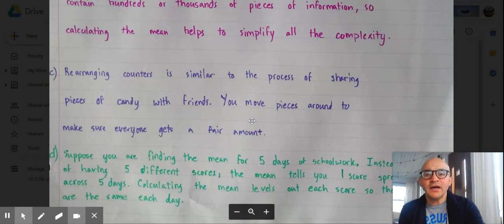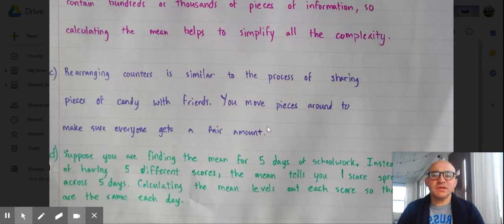All right. Part C asked us to explain why rearranging counters is similar to the fair sharing concept, which is related to the mean. And I think of it like this, that rearranging counters or cubes is similar to the process. I think of it as like sharing candy with friends.